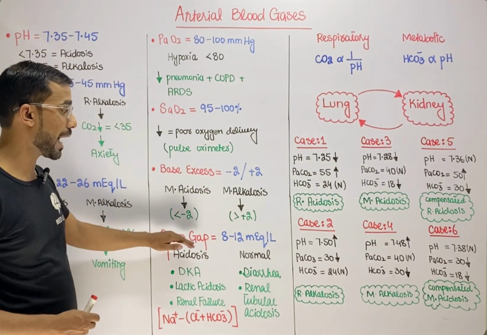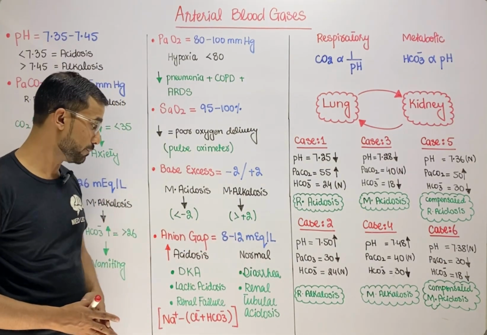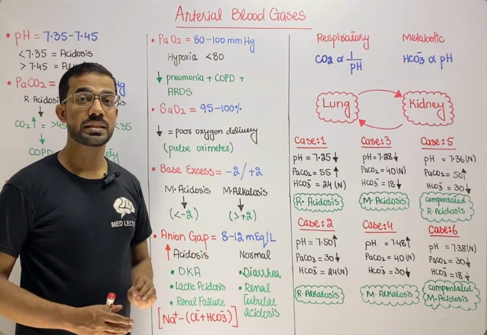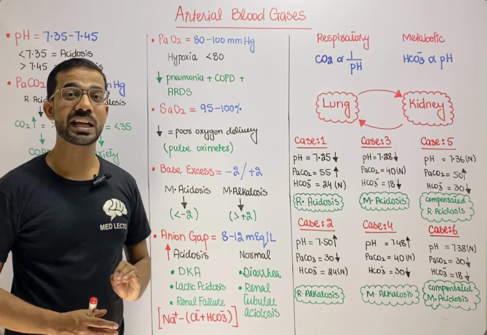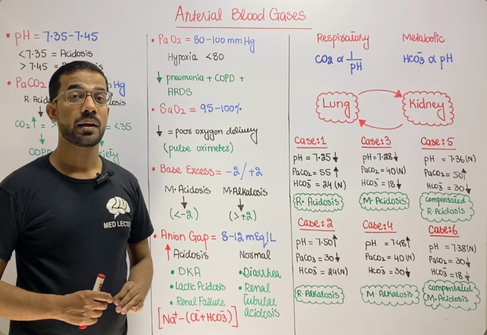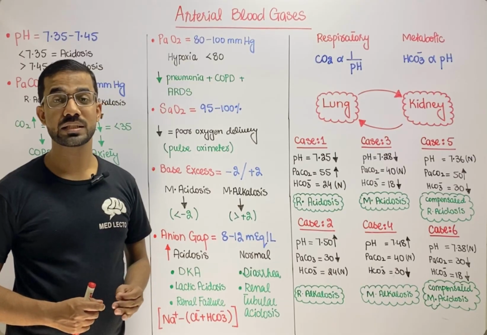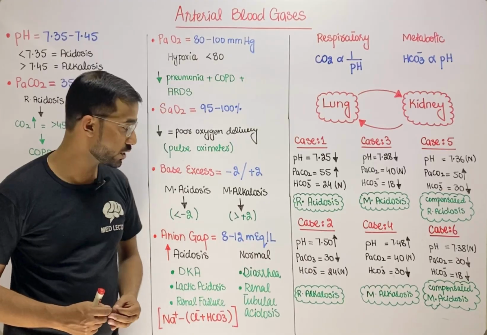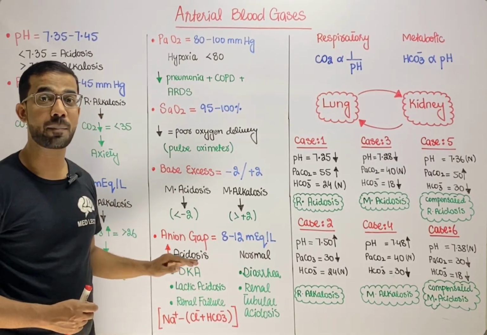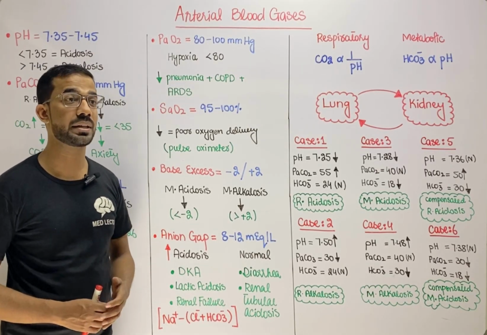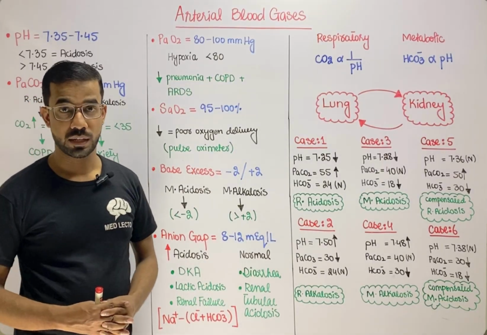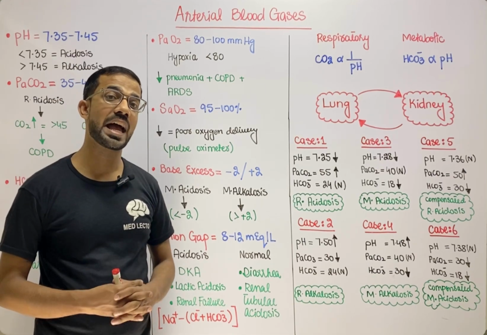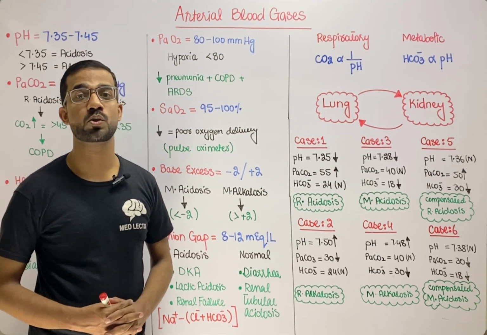Next is the anion gap, which will be 8 to 12 milliequivalent per liter. If the anion gap is high, then it will tell you about acidosis. It means that there are acidic conditions inside the body. In what condition will you see that the patient is in acidosis? You can see DKA, diabetic ketoacidosis, because in diabetes a lot of ketones are produced inside the body of the patient, and in that case the anion gap starts increasing and it goes towards acidosis.